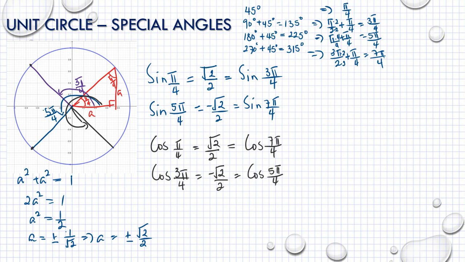Okay, for tangent, tangent theta is equal to sine theta divided by cosine theta. As you can see, they are the same.